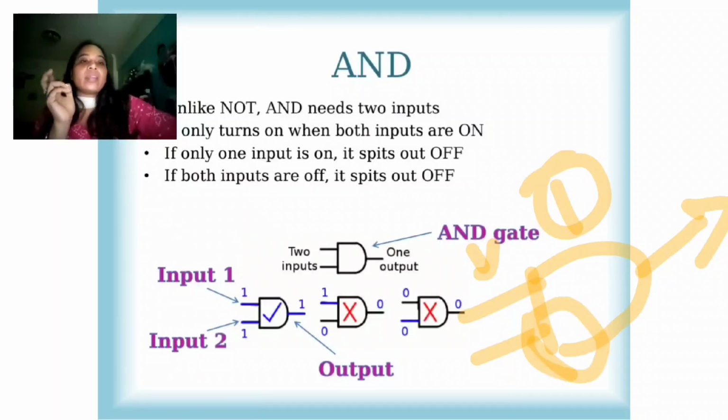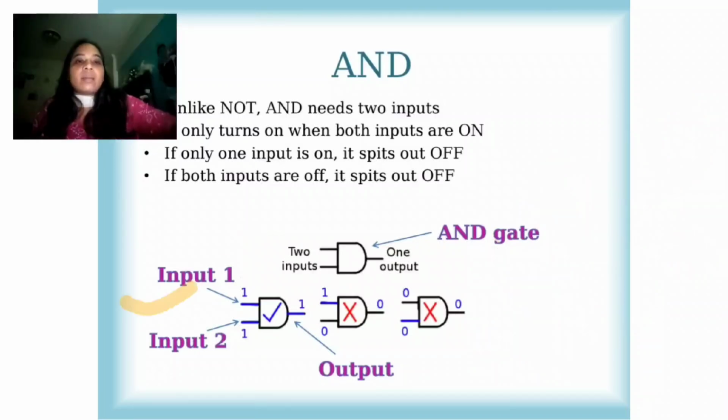What output will you get? Yes, both switches are on, so the output is also in on position. On position means the value is 1, right? Here you can see this example: the first input is 1, which means on position, the second input is also on position, and you get the output in on position.